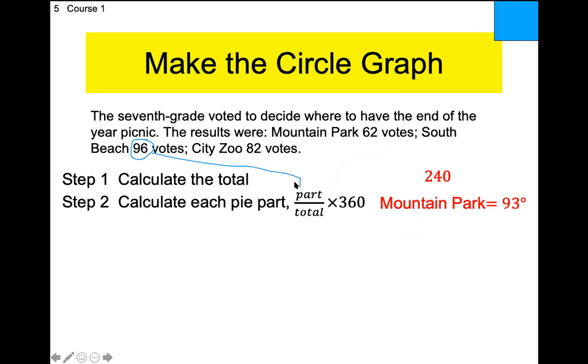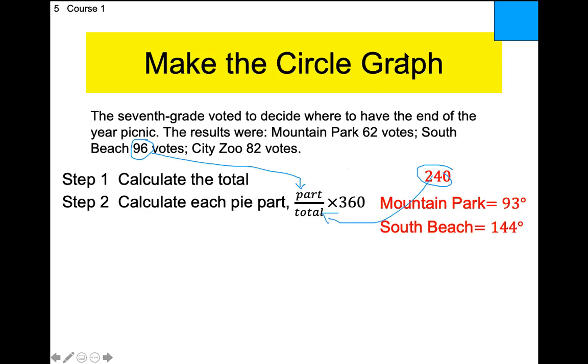96 is your part. 240 is your total. Do that calculation right there. Yes, you may use your calculator. Stop me if you're lost. 96 times 360 divided by 240 is 144.